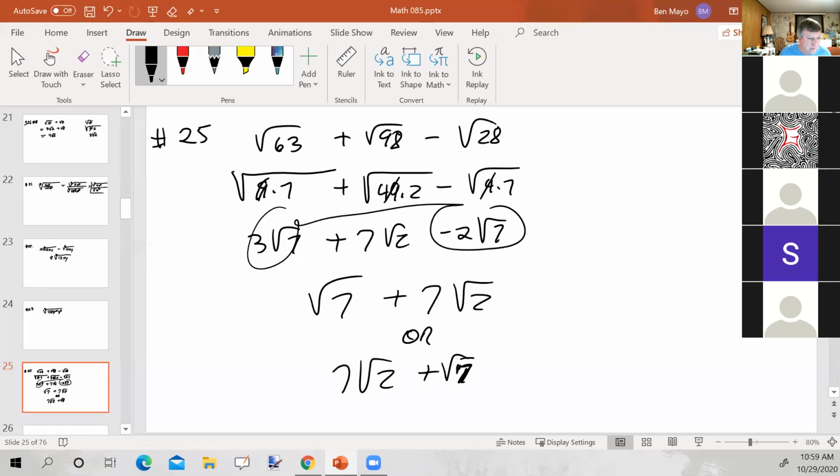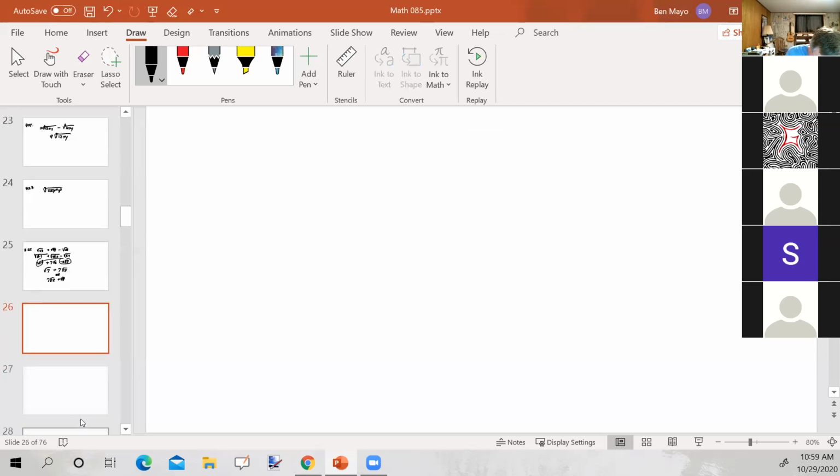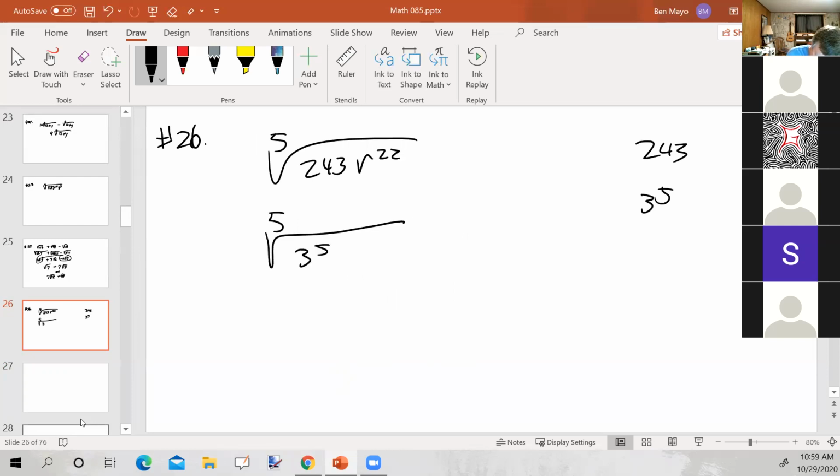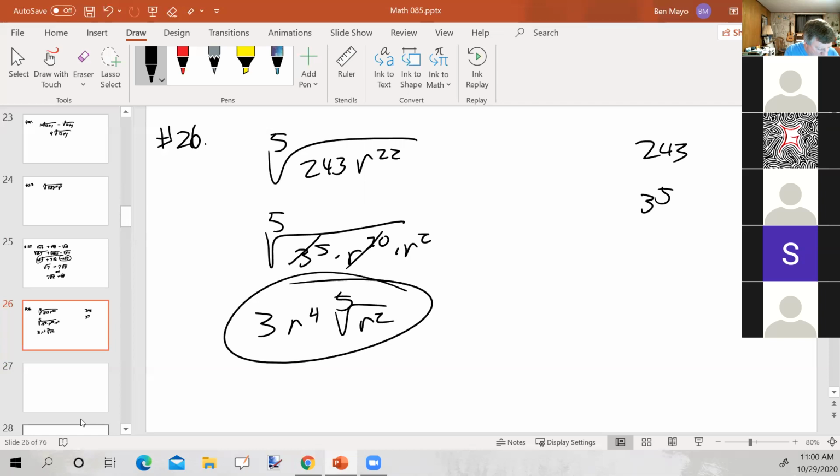Okay, and finally, number 26, and then we are going to go on. This looks awfully familiar. Again, I think we did one very much like it. 243, I think, is 3 to the 5th power. So we get 3 to the 5th power times r to the 20th times r squared. So this is going to be 3 r to the 4th 5th root of r squared.